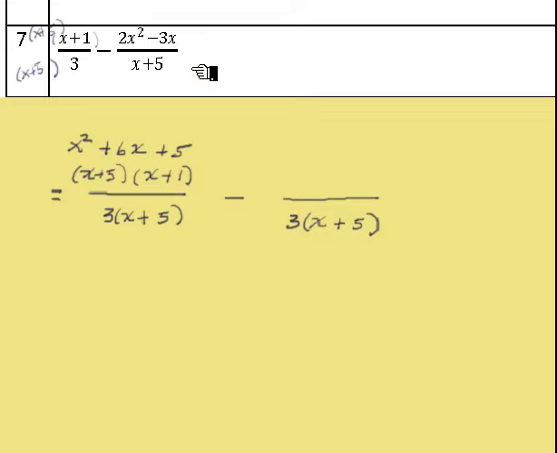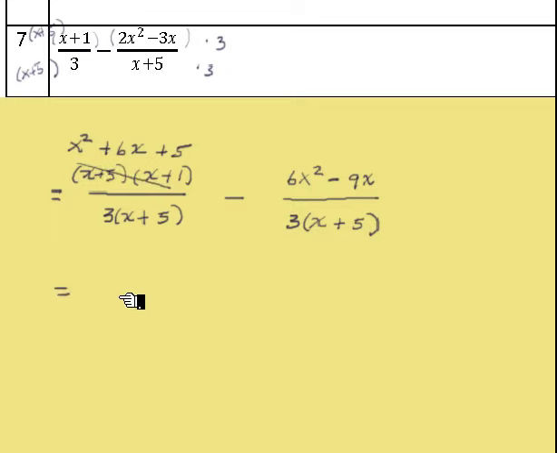Here we have to multiply top and bottom by 3. Don't forget distributive law here. So we have 3 times 2x squared, that's 6x squared, minus 3 times 3x, minus 9x. Let me just cross this out.